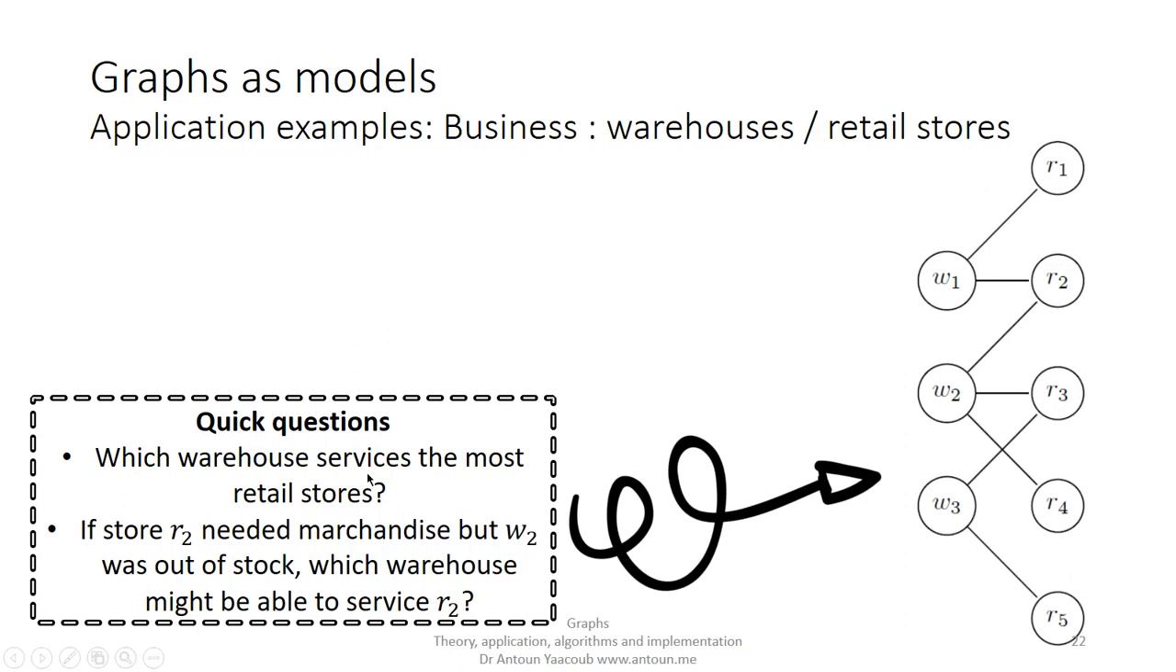They are asking which warehouse services the most retail stores. I have here three warehouses, with degree 2, degree 3, and degree 2. So the one with degree 3 is the warehouse that serves the most retail stores, because it gives merchandise to three retail stores. They are also telling us that if store R2 needs merchandise but W2 is out of stock and cannot supply it, which warehouse might be able to service R2? Obviously, R2 can get its merchandise from W1.